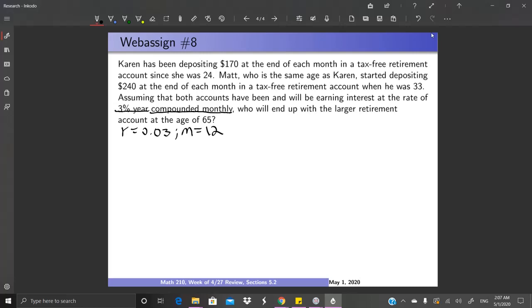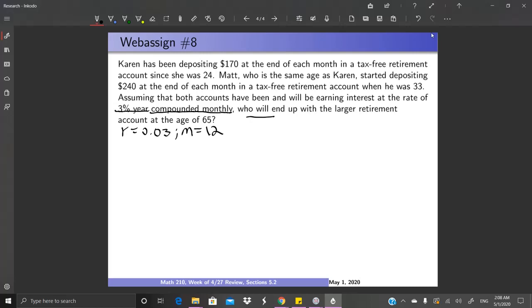Now let's look at more information. Karen is depositing $170 at the end of every month since she was 24. And Matt was depositing $240, and that was when he was 33. Ultimately, we want to answer the question, who will end up with the larger retirement account at the age of 65? Because it says who will, the assumption is that we're finding a future amount. Maybe we're just assuming that they're not 65 yet, but when they're 65, who will end up with more money than the other? Is it Karen? Is it Matt?